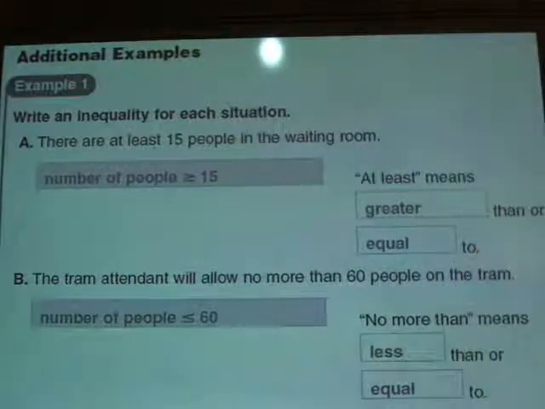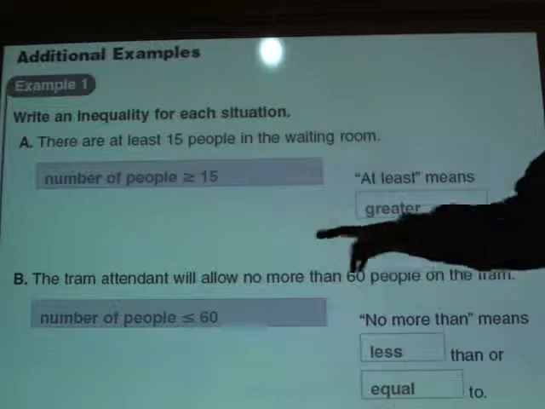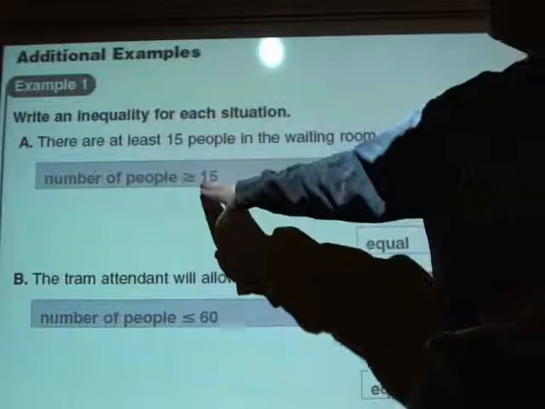Now you're writing this in a word scenario, so we're going to say that the number of people, or if you want to be a little more specific, the number of people in the waiting room is going to be greater than or equal to 15.